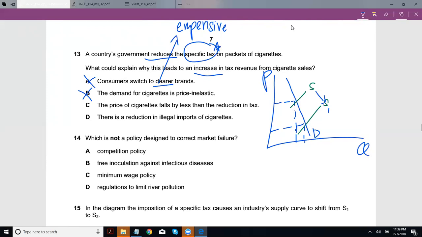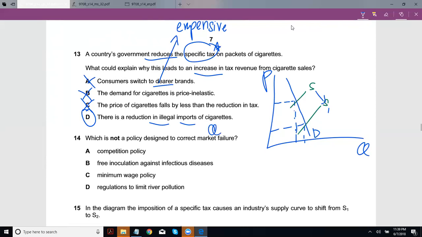So let's look at C though. The price of cigarettes falls by less than the reduction in tax, but I don't see how that increases tax revenue anyway. Whatever the price falls by, that shows who pays the tax burden. Is it the consumer? Is it the producer? But the tax burden is the same. So the revenue should decrease. It shouldn't increase.